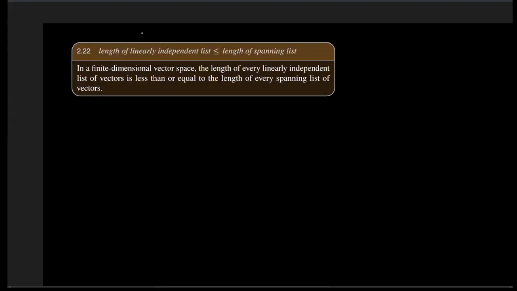All right, here's the next result. So we're going to prove that the length of a linearly independent list is less than or equal to the length of a spanning list in any finite dimensional vector space. So take a finite dimensional vector space. What we're going to claim is that the length of every linearly independent list, every single one, is less than or equal to the length of every spanning list. So, proof. Here is the idea.